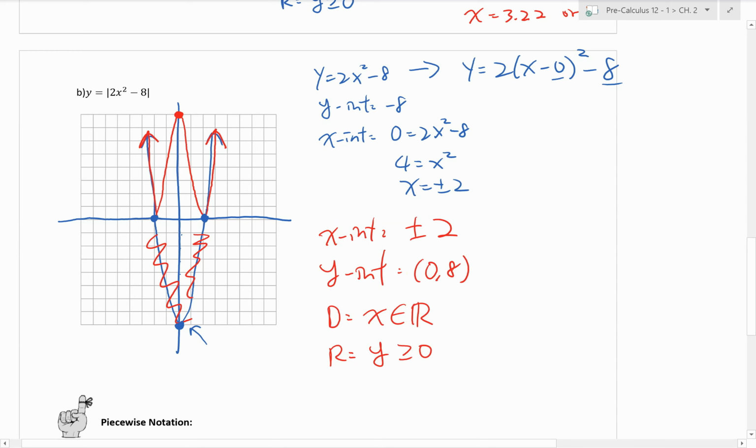Okay. So that's how you do absolute value functions. You basically take the negative portion and you flip over the x-axis and make it positive. And you keep the positive portion as is. Okay.